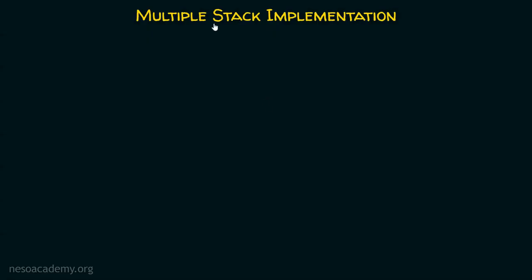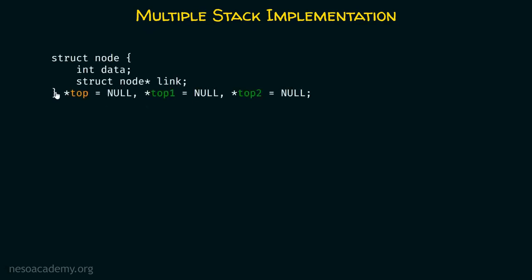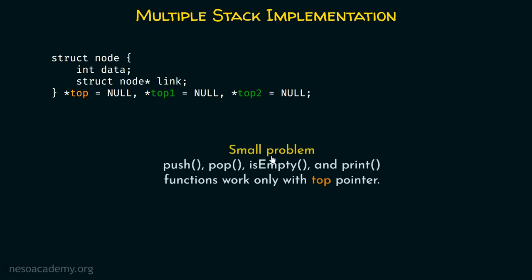We have to implement multiple stacks. For this purpose, of course, we have to declare struct node. And here we must declare all these pointers, right? These are the global declaration of these pointers. You can see top pointer is declared, top 1 pointer is declared, and top 2 pointer is also declared. Here you can see that null is initialized to all these pointers. But there is one small problem.